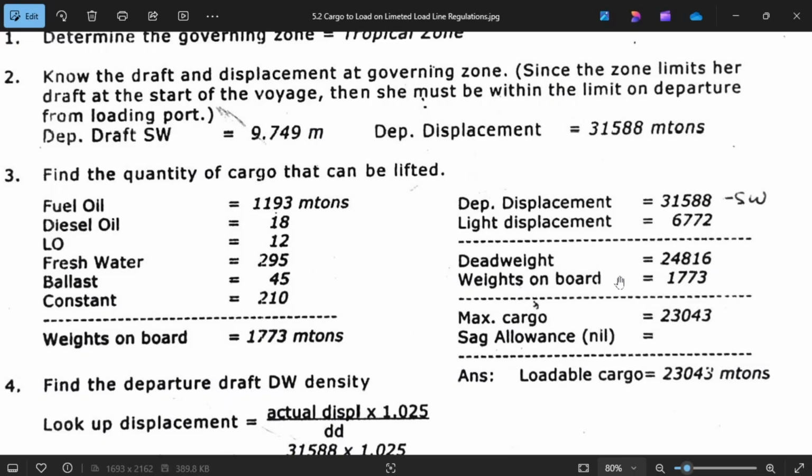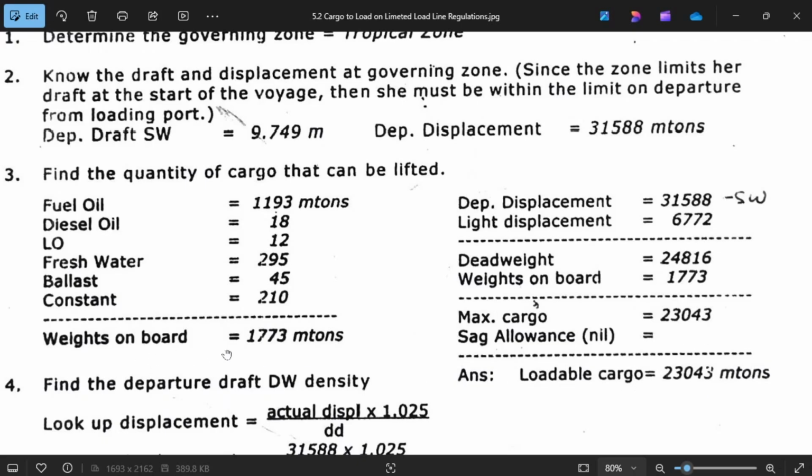Then minus your non-cargo weights or weights on board, which is this one. When you deduct the non-cargo weight from the deadweight, that will be your maximum cargo. So this is your allowable cargo to load, your maximum cargo to load of 23,043 metric tons. Okay, so we go now to number 4.